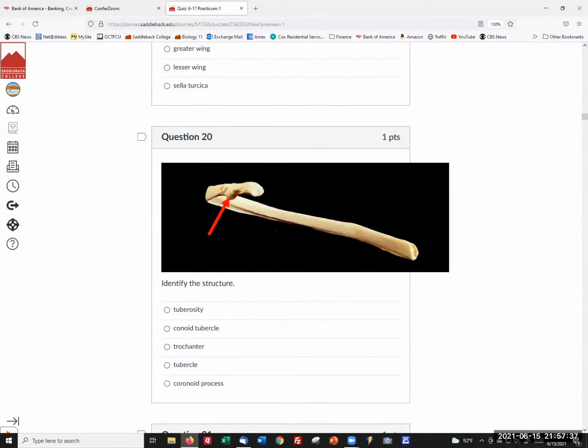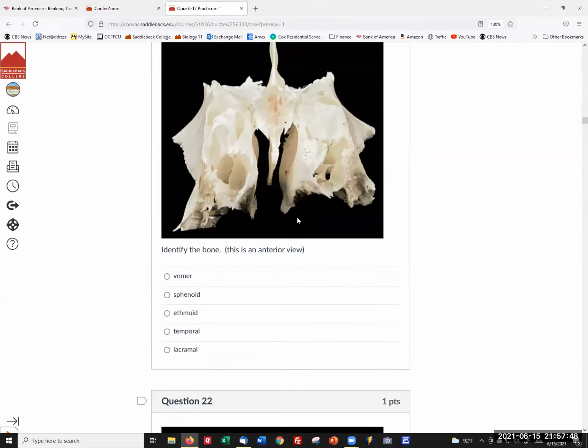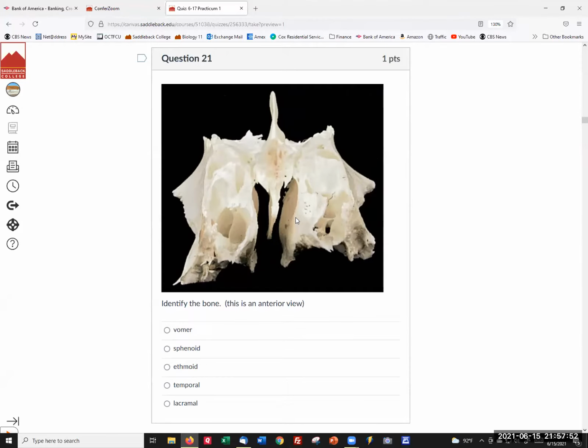Here's the rib: head, neck, tubercle, groove, body or shaft. Here's the ethmoid bone, taken out of context, taken out of the skull. This is the crista galli up here. Here's the perpendicular plate down here.